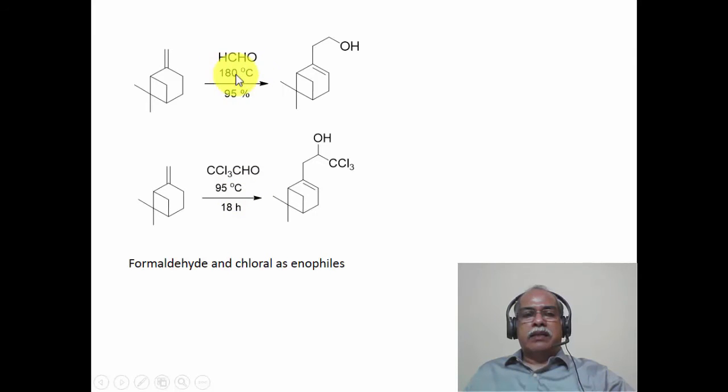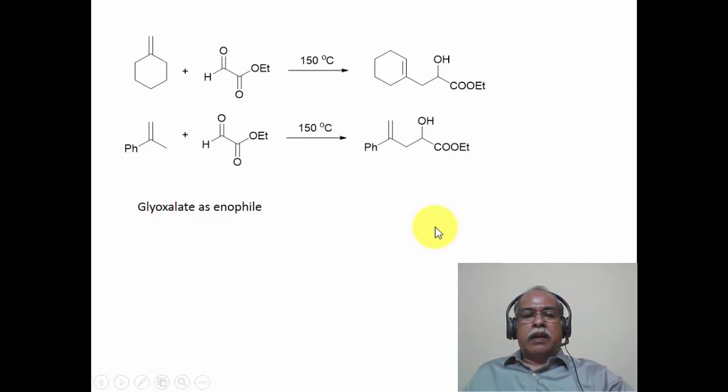As you can see here, this is carried out at 180 degrees Celsius, whereas this is at a lower temperature of 95 degrees Celsius or so, resulting in the formation of a homoallylic alcohol system, which is substituted with the trichloromethyl group in this instance. Glyoxylates are also very excellent enophiles.